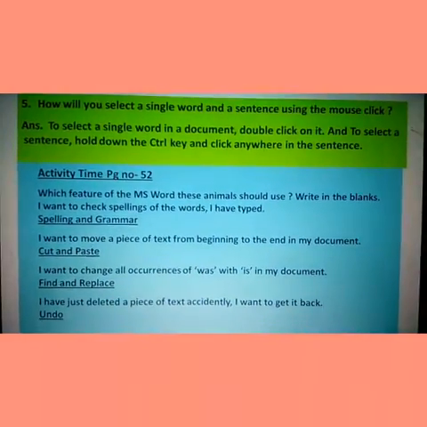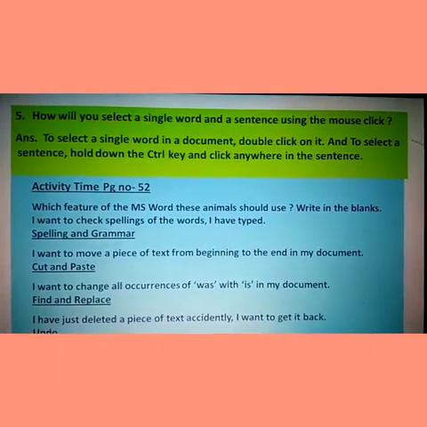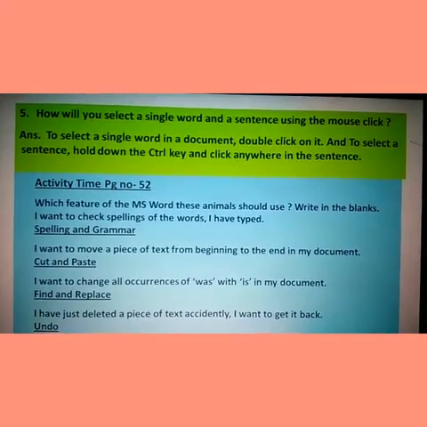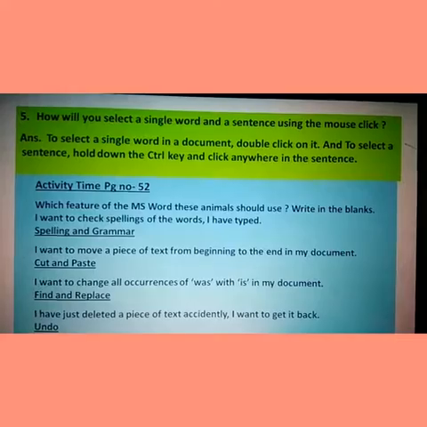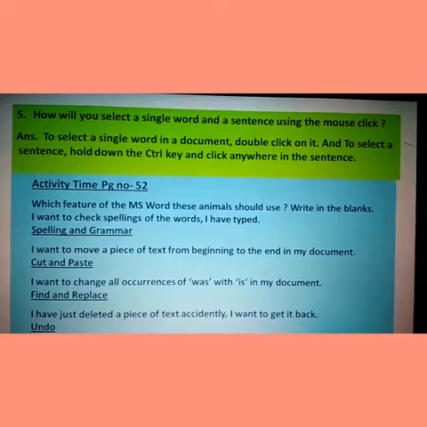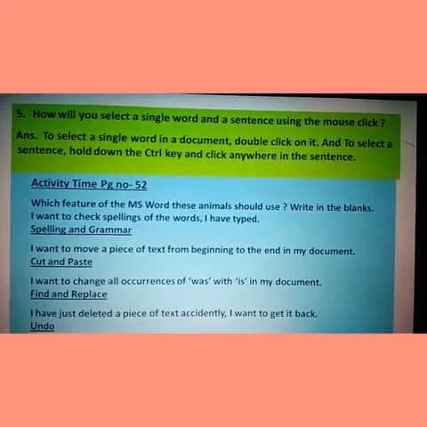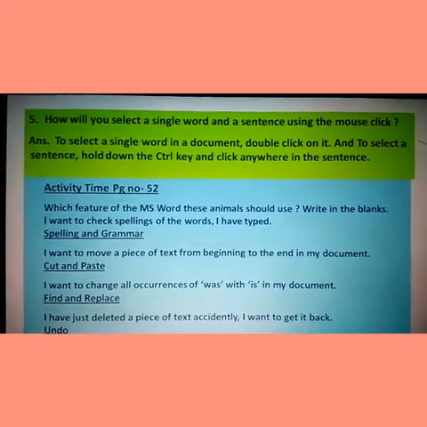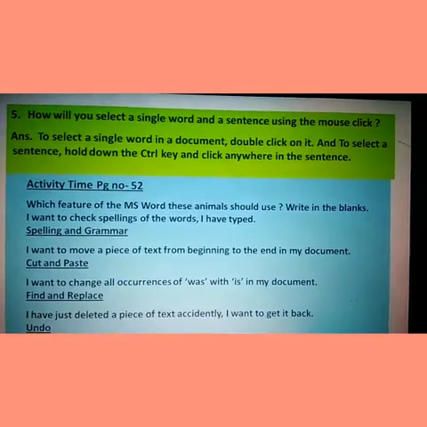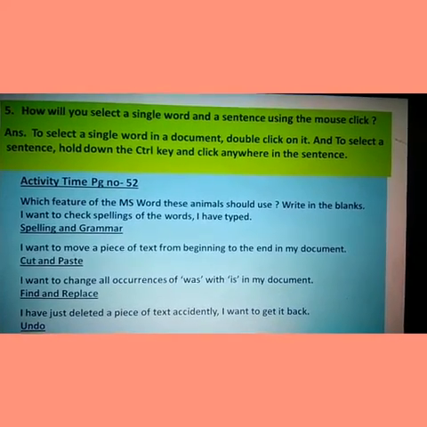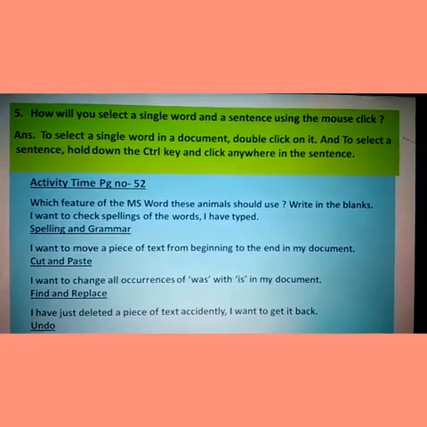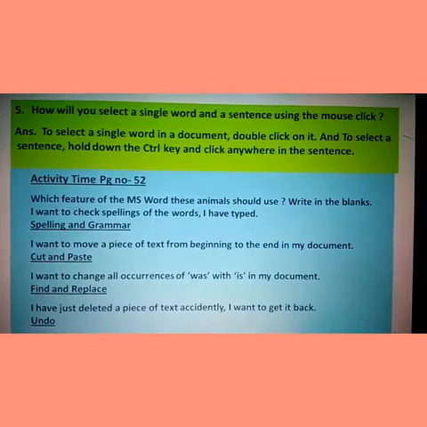Now next, come to activity time, page number 52 in your book. Do it in your book only. The question is, which feature of MS Word should these animals use? Write in the blanks. First: I want to check the spelling of the words I have typed in my document. Which feature will you use? The spelling and grammar feature.